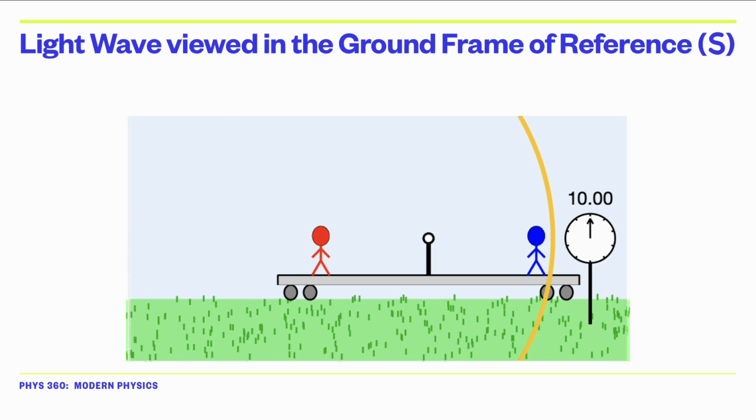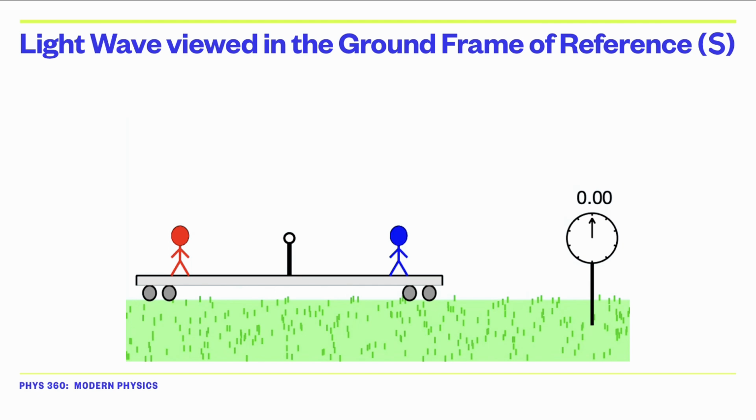So who's correct? The amazing answer is that both perspectives are equally valid. Simultaneity is relative. Some observers might see two events happening at the same time, while others will see one event happening before or after the other, depending on one's relative velocity.